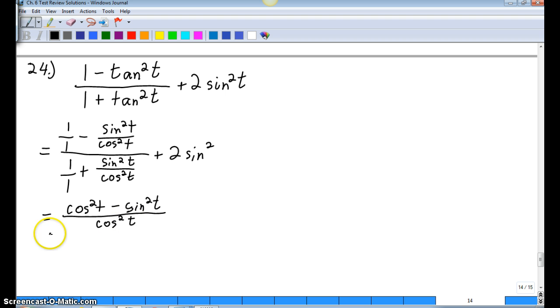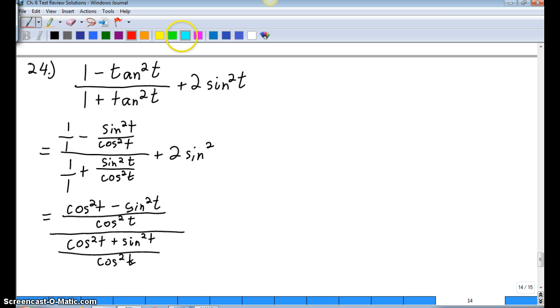So our top has now taken one fraction, 1 over 1, and the other fraction, sine squared over cosine squared, and put them into one fraction with a common denominator of cosine squared. So we'll do that on the bottom as well: cosine squared plus sine squared over cosine squared t.